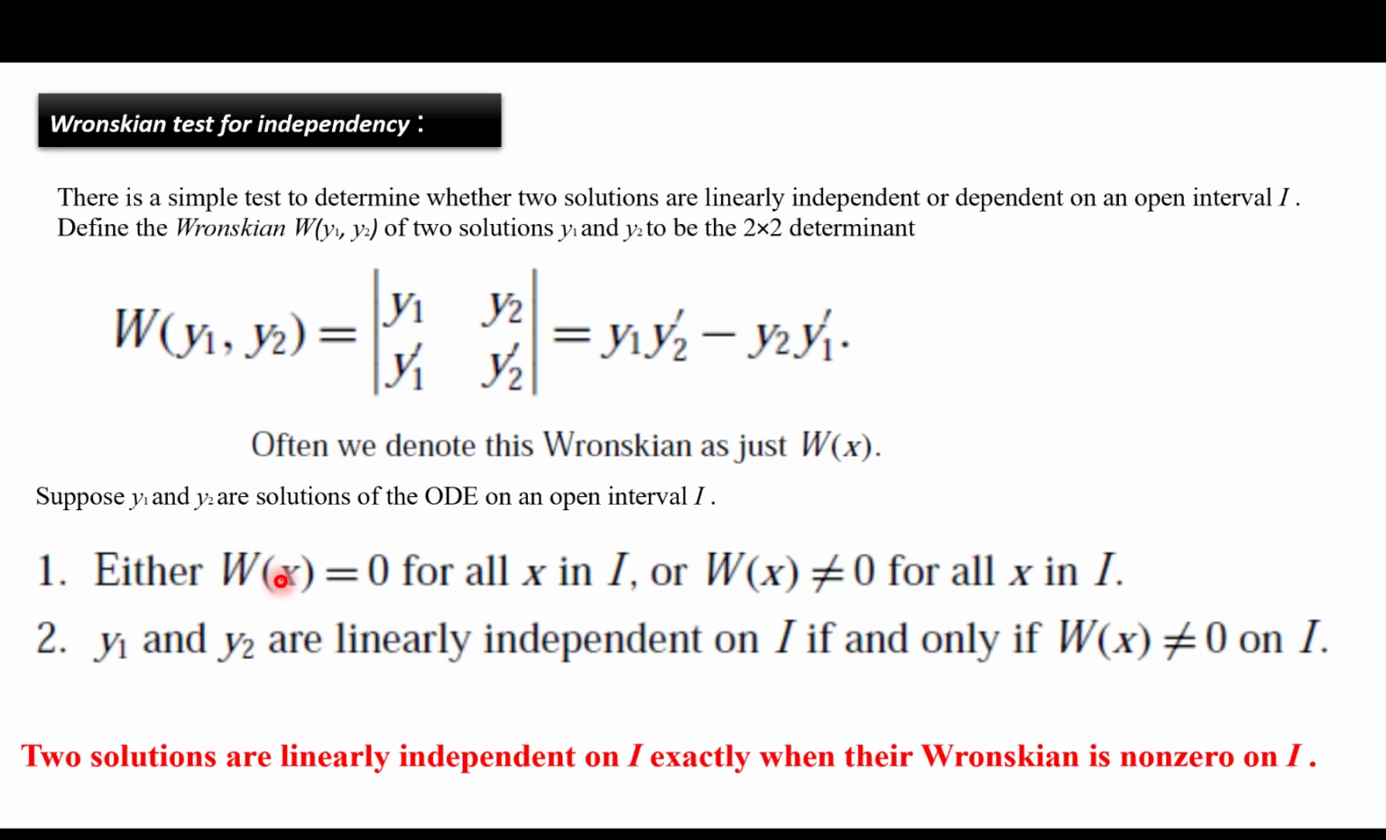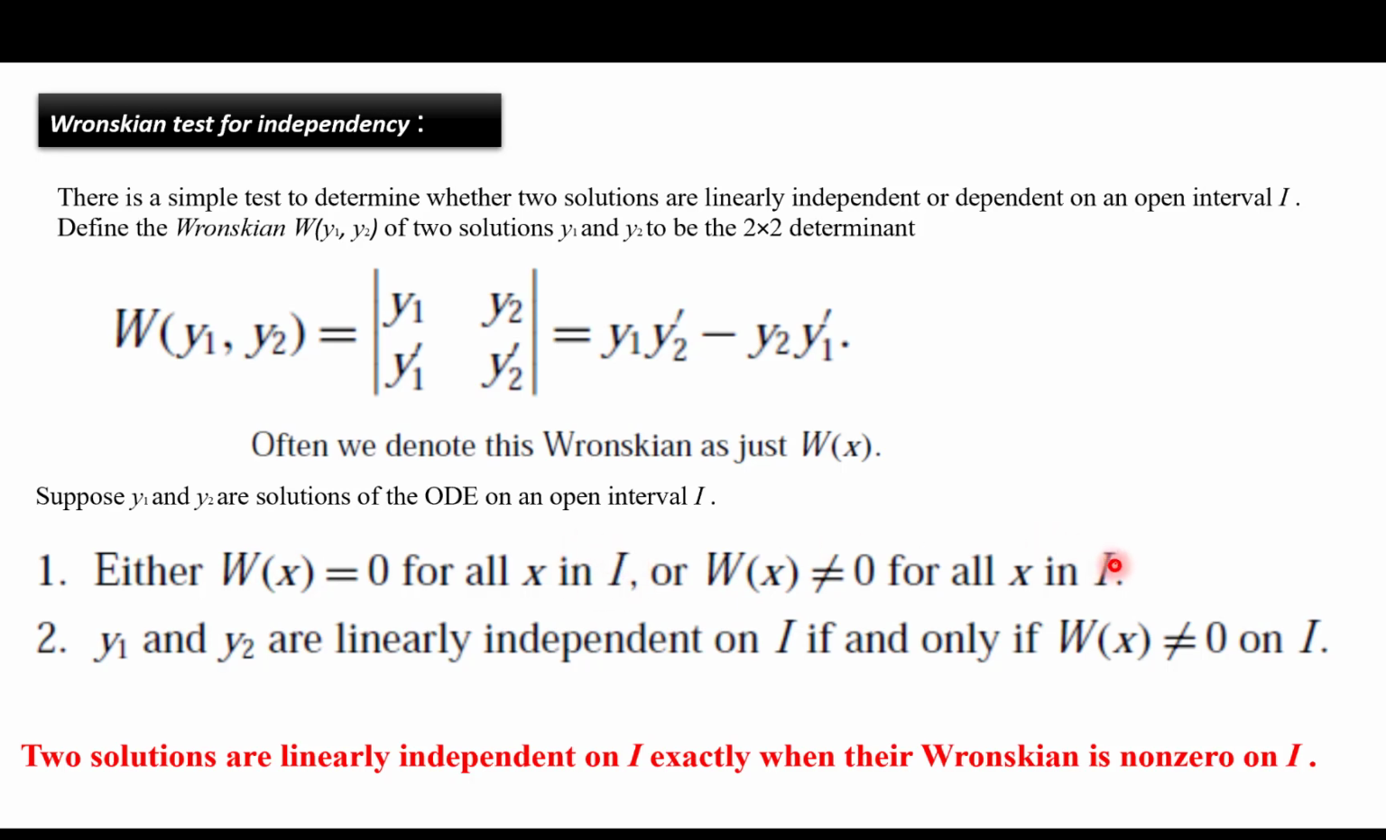Either the Wronskian of x is equal to 0 for all x in the interval, or the Wronskian is not equal to 0 for all x. What is the meaning of this condition? It means that the Wronskian should always have a unique value in the interval I.